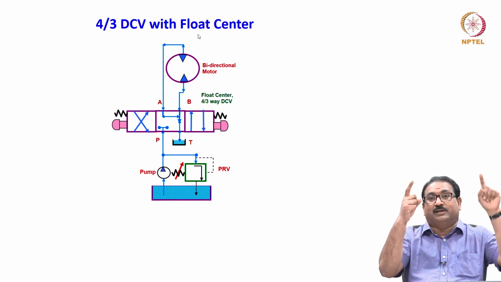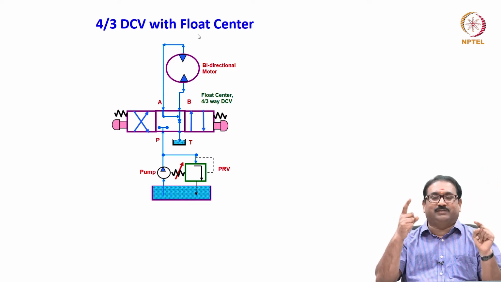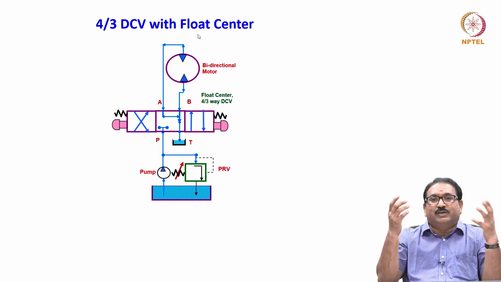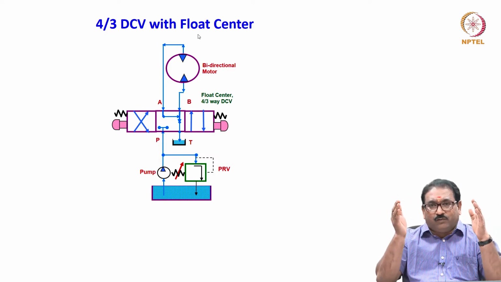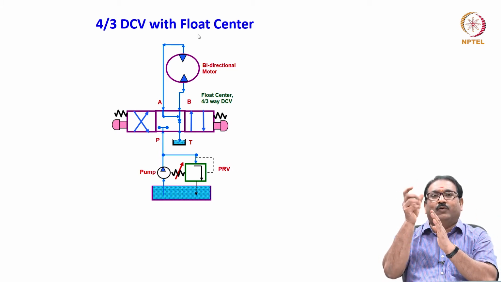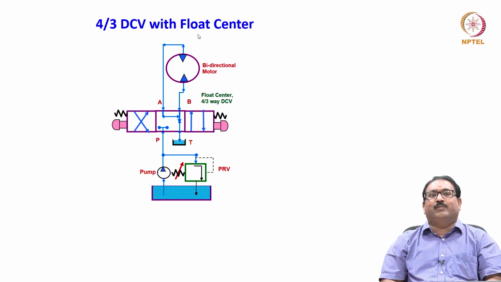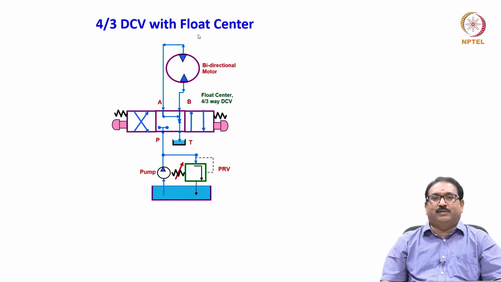What happens in other conditions? Either it is a tandem center or closed center, difficult. Dynamics will get affected. But if it is a float center, even though it rotates at very high speed, bring it to the middle position, A and B are connecting to tank, slowly the speed will come to normal positions. The float center is always used to control the motors.